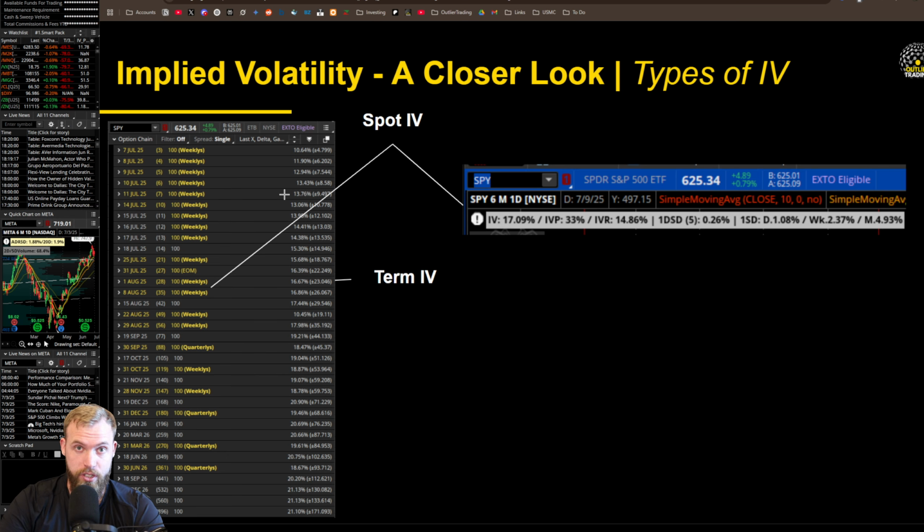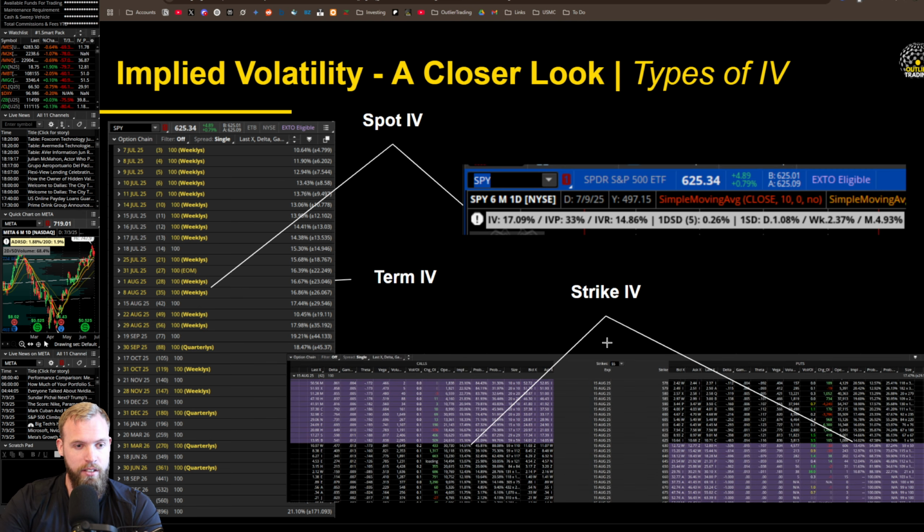Or sometimes there's not earnings there, and that means that the market knows something is happening around then. Maybe there's some sort of big news related to the stock expected to come out. That is really, really telling. Then there is strike IV.